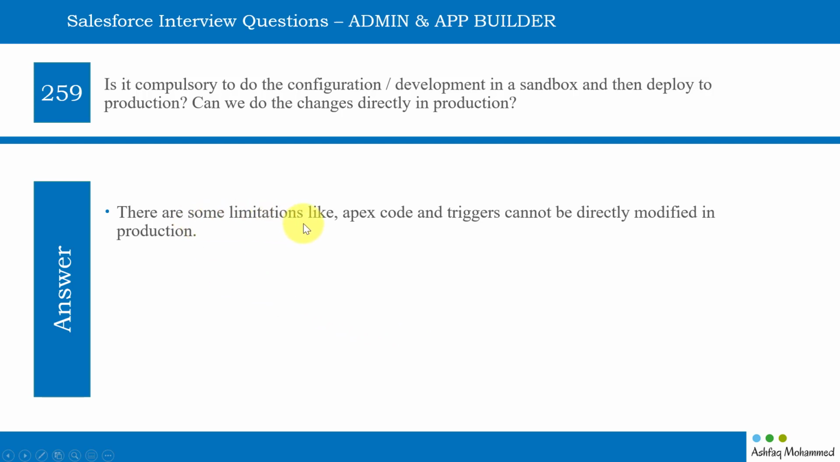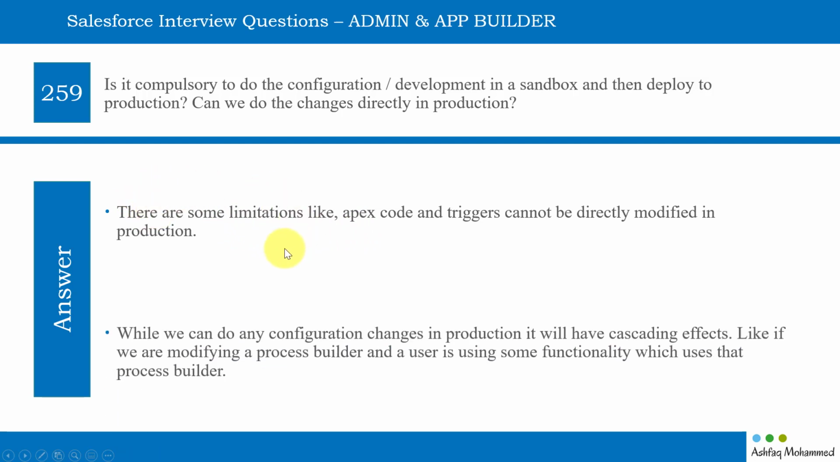Okay, so there are some limitations like Apex code and triggers cannot be directly modified in production. If you're working somewhere, just go and try to edit the Apex class or trigger in production. You will not be able to do it. So that is the reason you should first develop in sandbox and then deploy it to production. That is one reason.